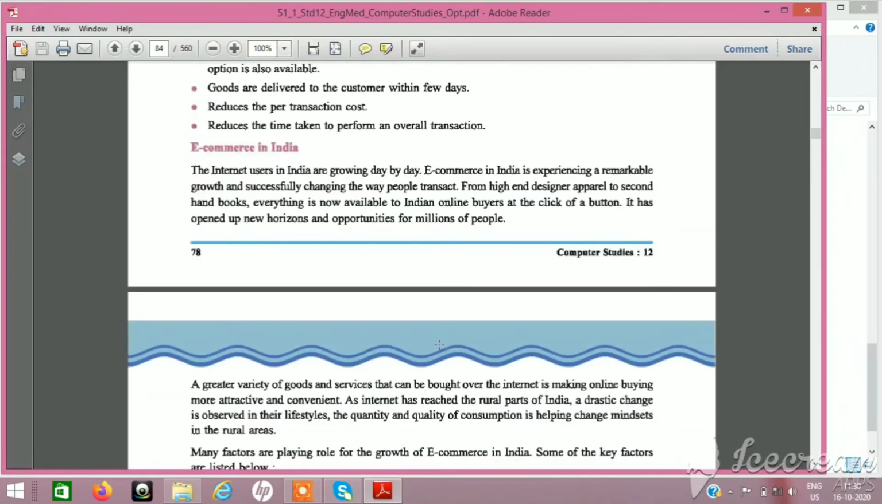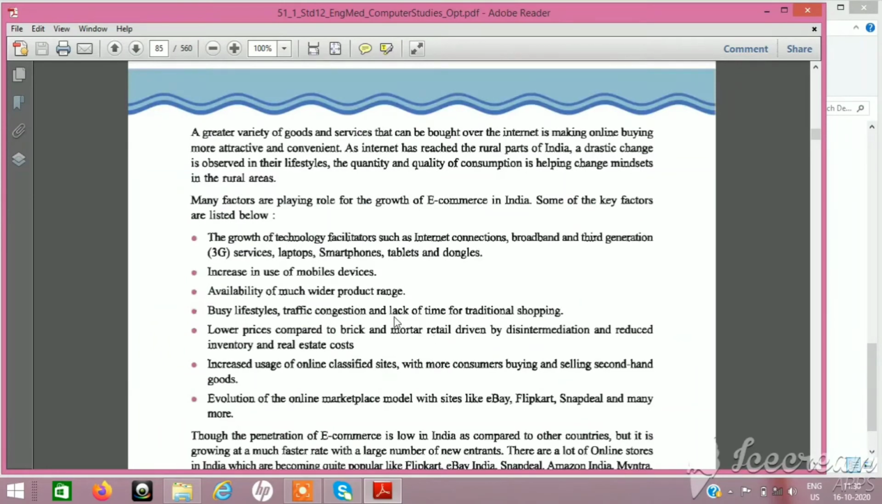Now students, e-commerce in India. Many factors are playing a role in the growth of e-commerce in India, as listed below. The growth of technology facilitators such as internet connection, broadband and fourth generation laptops, smartphones, tablets and dongles. Increased use of mobile devices. Availability of a much wider range.